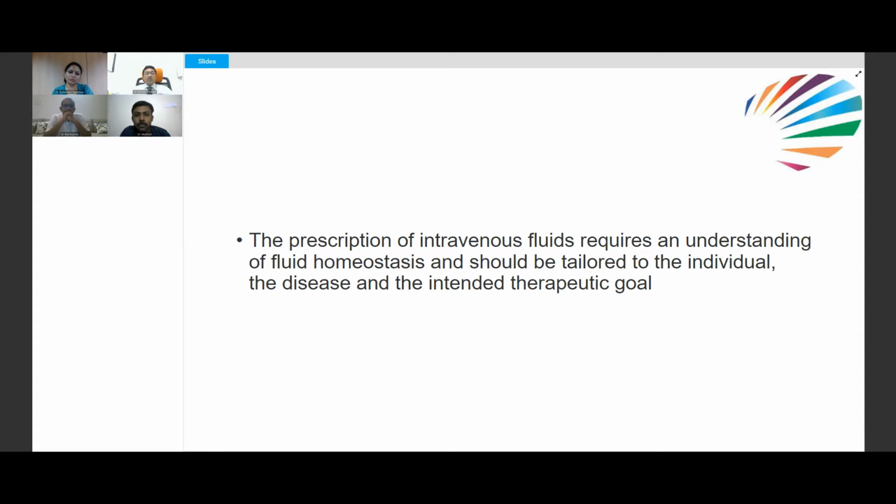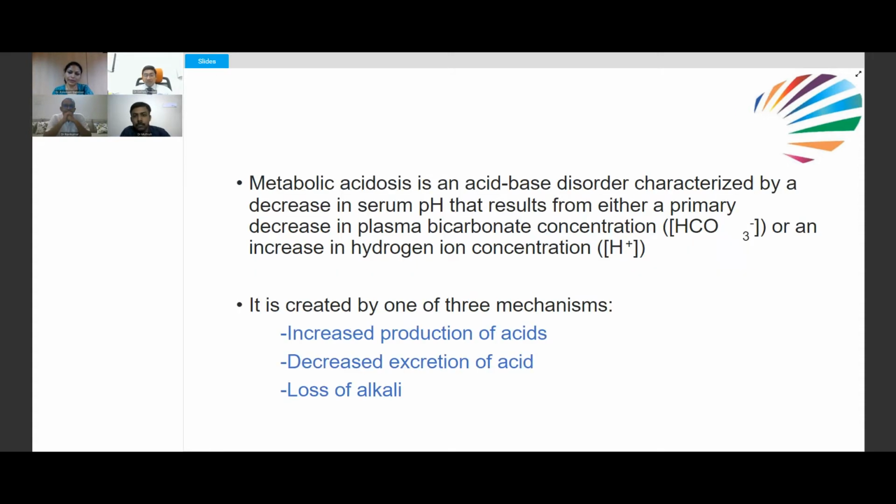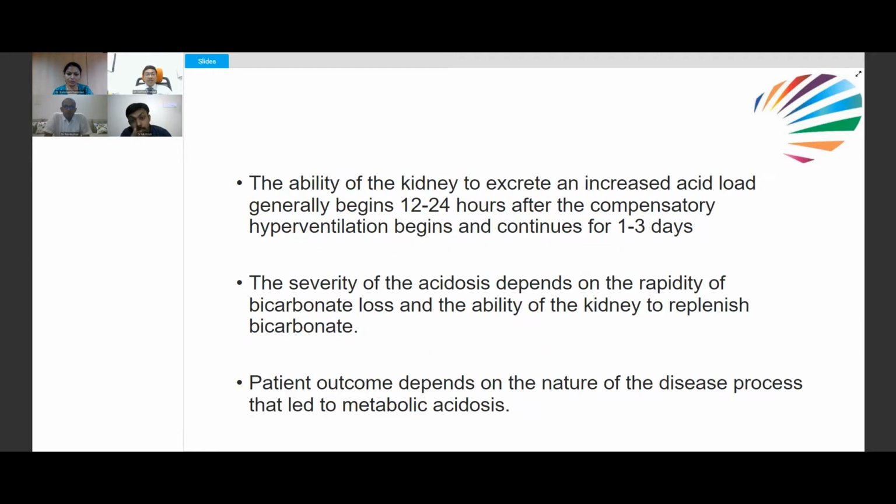Coming to metabolic acidosis. Metabolic acidosis is an acid-base disorder characterized by a decrease in serum pH. It results from either a primary decrease in plasma bicarbonate concentration or an increase in hydrogen ion concentration. This is most often caused by either increased production of acids, decreased excretion of acid, or loss of bicarbonate. The ability of the kidney to excrete an increased acid load generally begins 12 to 24 hours after the compensatory hyperventilation begins and continues for at least 1 to 3 days.